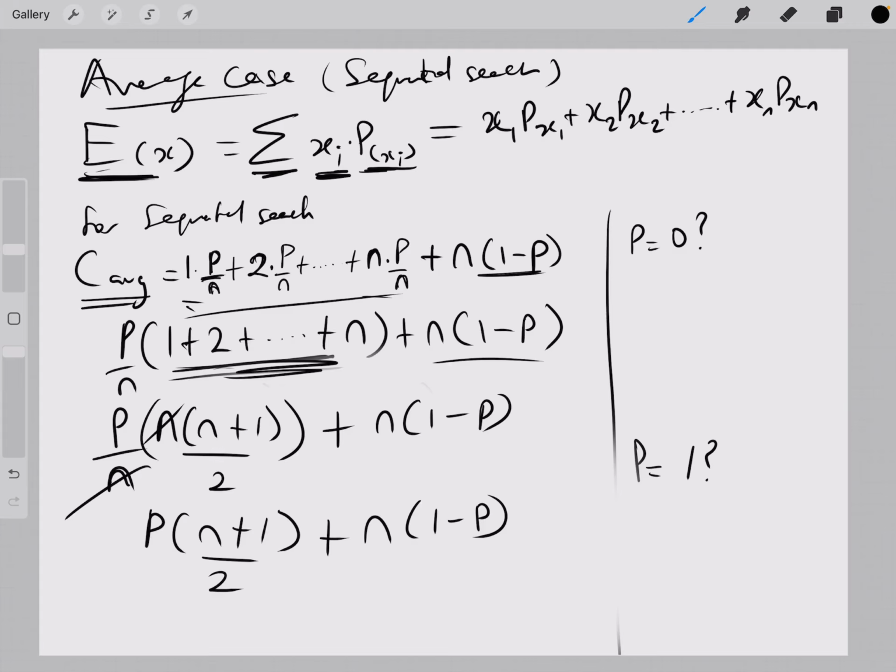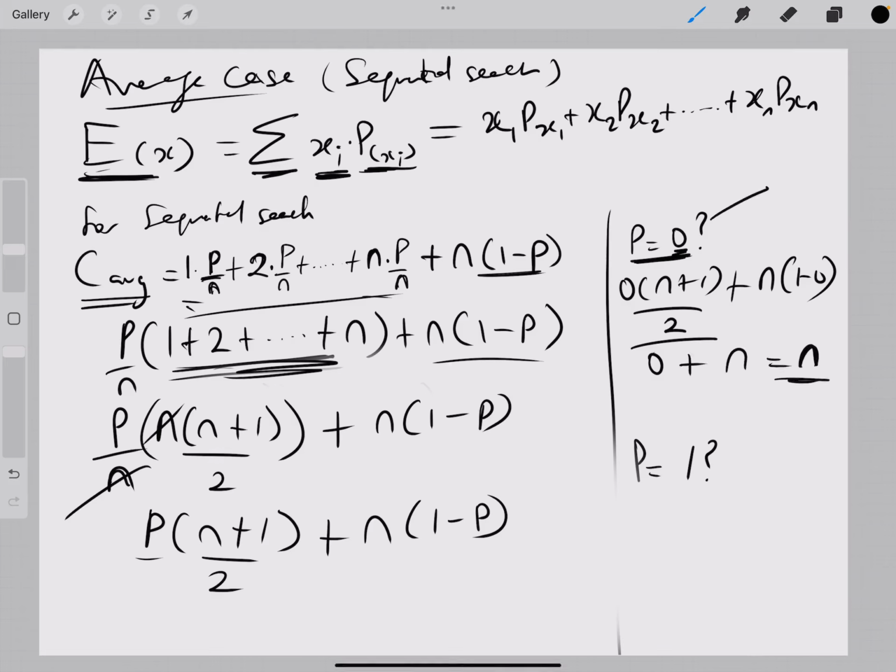So now what happens when p is 0, when it's a failure? In short, the search key is not actually inside the array. What will happen? We substitute 0 in place of p, and then we have 0 times (n plus 1) divided by 2, then n(1 minus 0). So this all will be 0 plus n, so n. And when the search key is not present in the array, that's the worst case scenario.